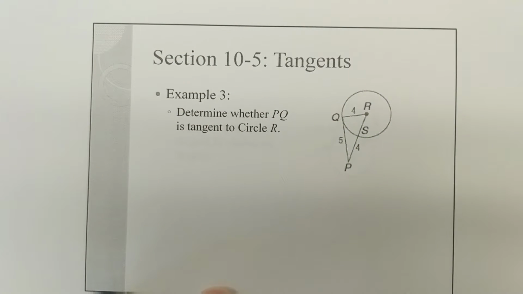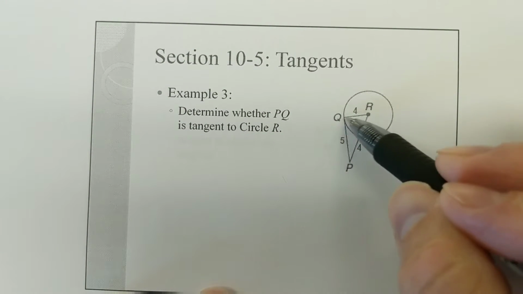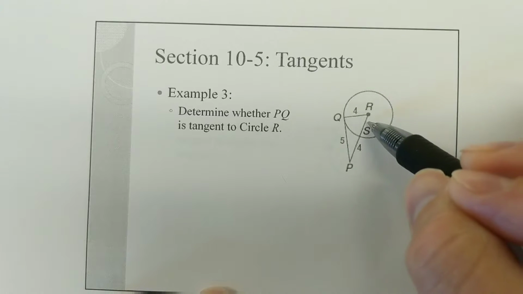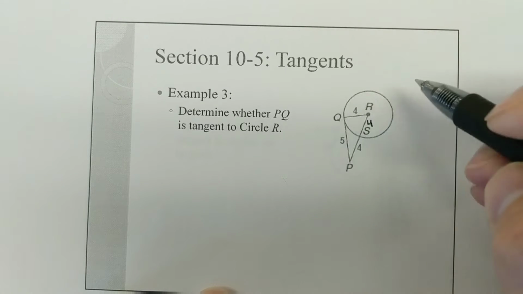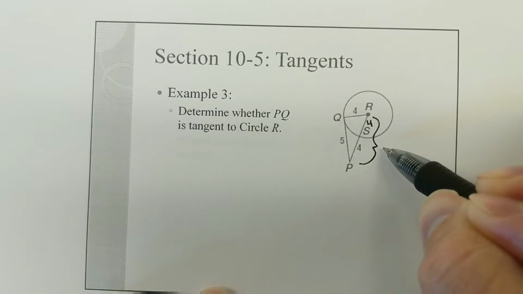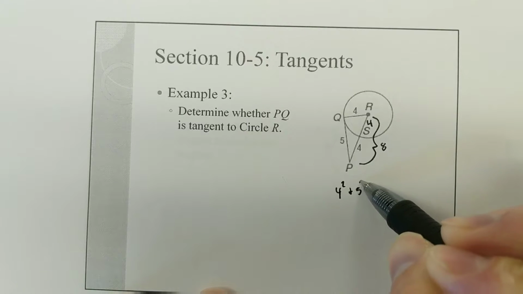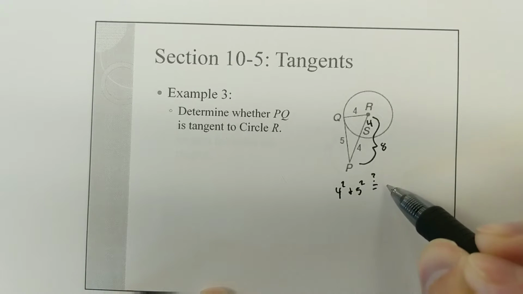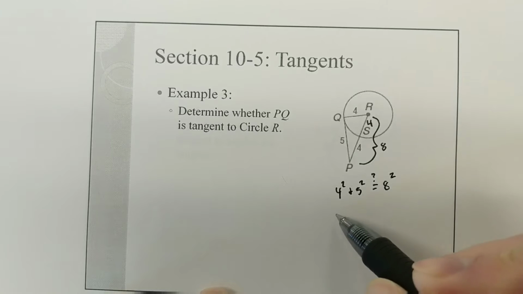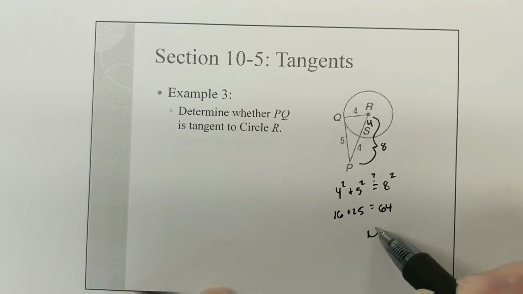So here we go, another example, a similar problem. SP is 4, RQ is 4, and QP is 5. We also know that RS is 4, because it's another radius. So that whole thing is 8. So is 4 squared plus 5 squared equal to 8 squared? That's 16 plus 25 equals 64. That is not true. So that is not a tangent line.